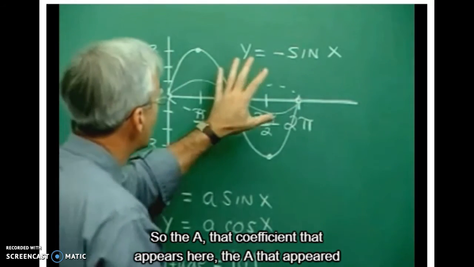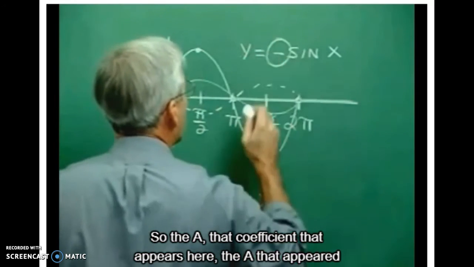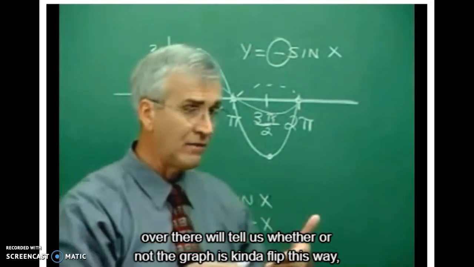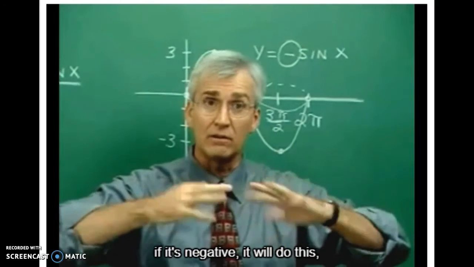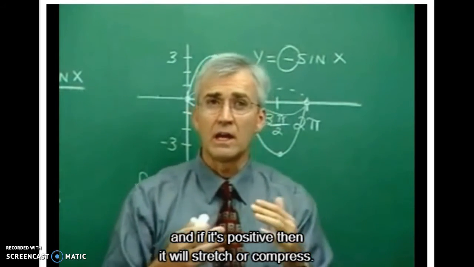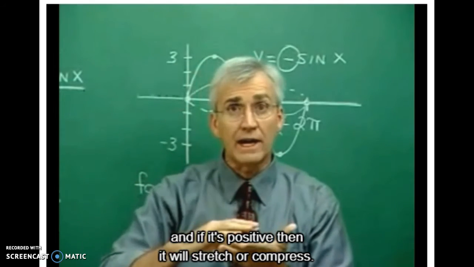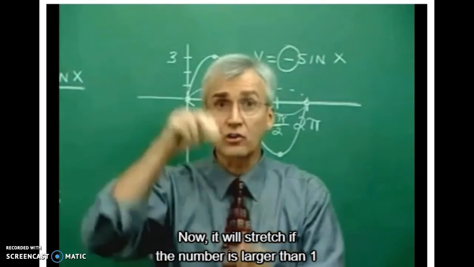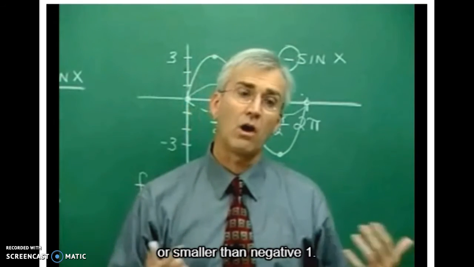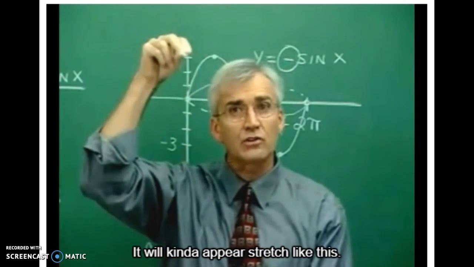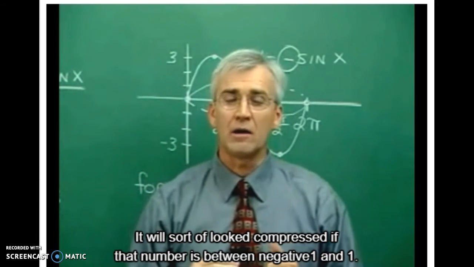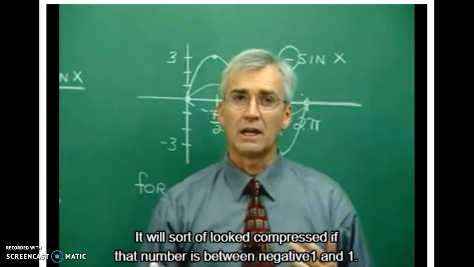So the a, that coefficient that appears here, will tell us whether or not the graph is flipped this way. If it's negative, it'll do this. And if it's positive, then it will stretch or compress. Now, it'll stretch if the number is larger than 1 or smaller than negative 1. It'll appear stretched like this. It'll look compressed if that number is between negative 1 and 1.